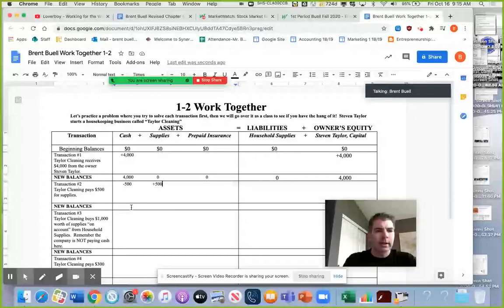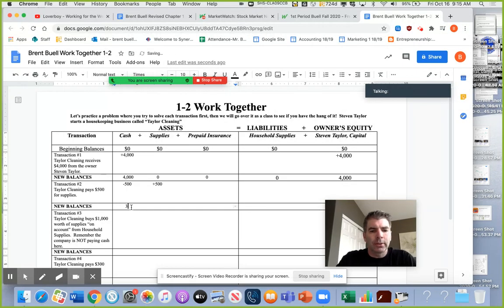So then we say, all right, we go down to new balances and we say 3,500 for cash. We say 500 here for supplies.